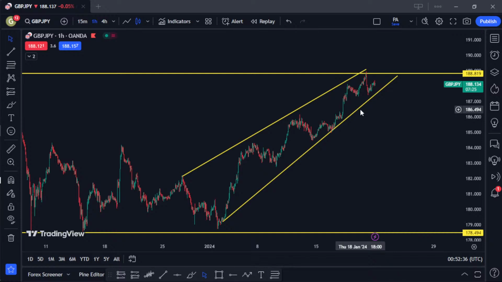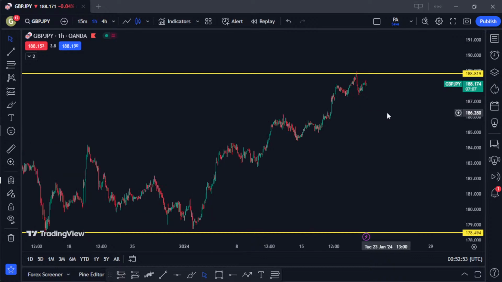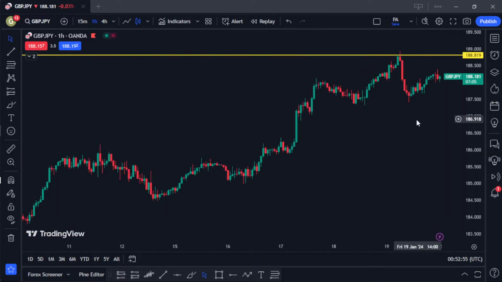So let me just mark the head and shoulder pattern out for you. So here is the head and shoulder pattern in this chart here. Here it is. Let me get rid of this line. Let me get rid of this line, and then also get rid of this. So now let me refresh this chart to look at it.